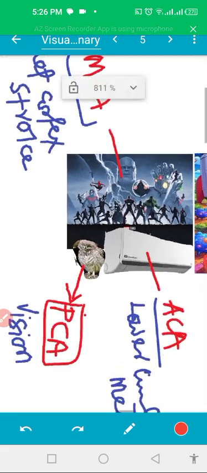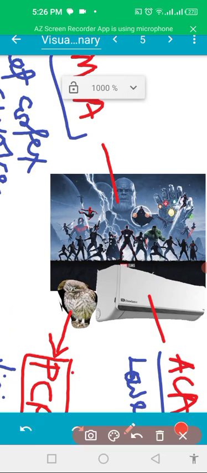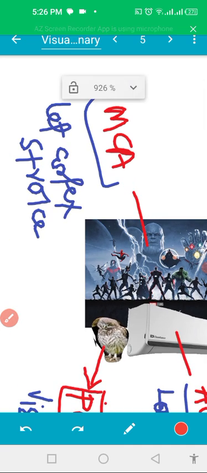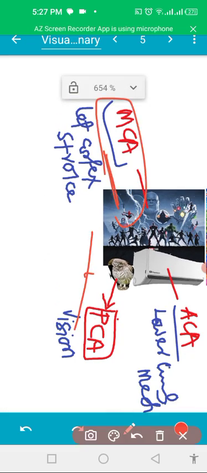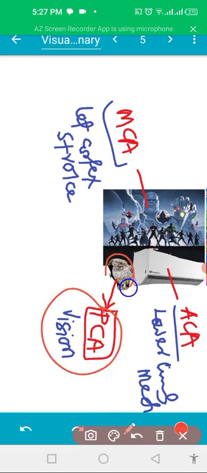And the next one, here you can see the Marvel Cinematic Universe, MCU. So we have linked this Marvel universe with MCA, the middle cerebral artery. And the next ones are the posterior cerebral artery, PCA, and the anterior cerebral artery, ACA. Air conditioning represents ACA, which supplies the medial portion of the cerebral hemisphere, and it is present at the feet of these MCU Avengers. So it has innervation of the lower limb.